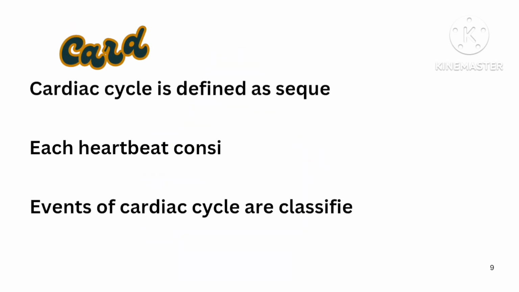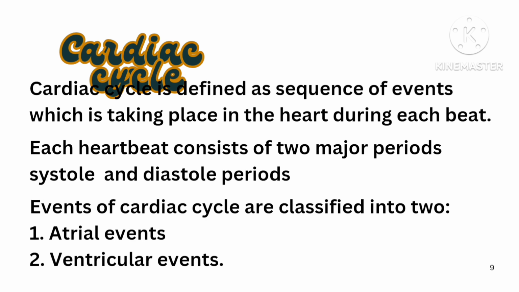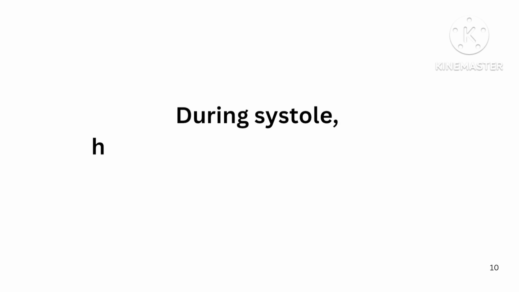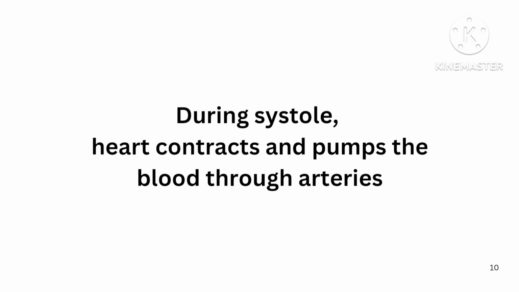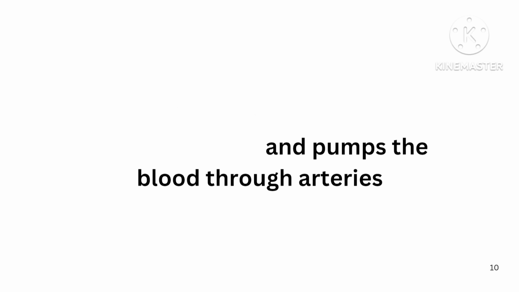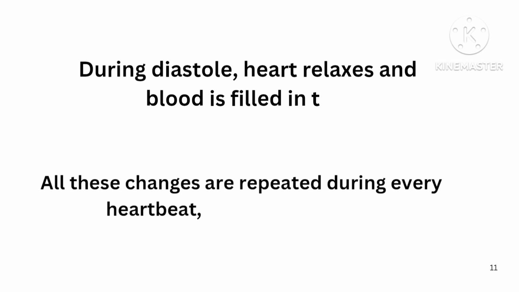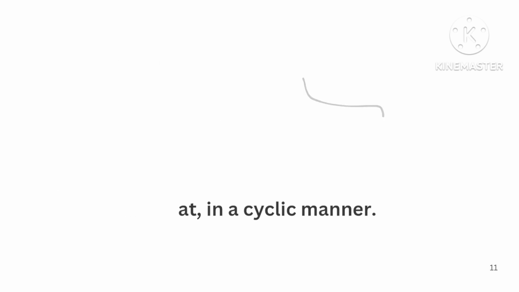Let's understand what the cardiac cycle is. The cardiac cycle is defined as a sequence of events which take place in the heart during each beat. Each beat consists of two major periods: first the systolic and then the diastolic period. During systole, the heart contracts and pumps blood through the arteries. And during diastole, the heart relaxes and blood fills the heart. All these changes are repeated during every heartbeat in a cyclic manner.